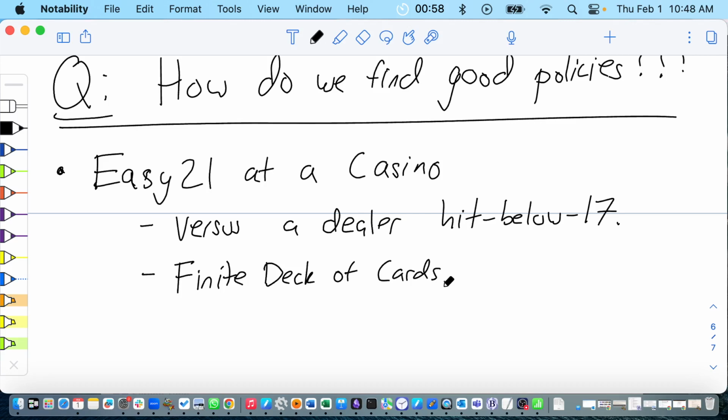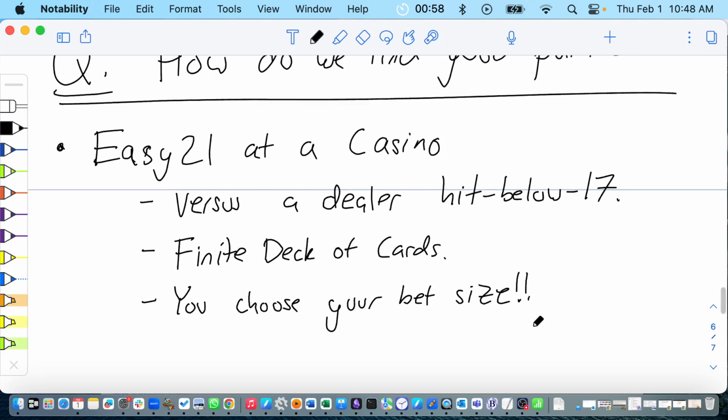And the other exciting thing is that I will let you choose your bet size. This actually makes the problem a mix of Easy 21 and the Gambler's Ruin, because at every step, you get to choose how much money you want to bet. Maybe when there are good cards in the deck, you want to bet more, and when there are bad cards in the deck, you want to bet less. But you're going to choose your bet size.